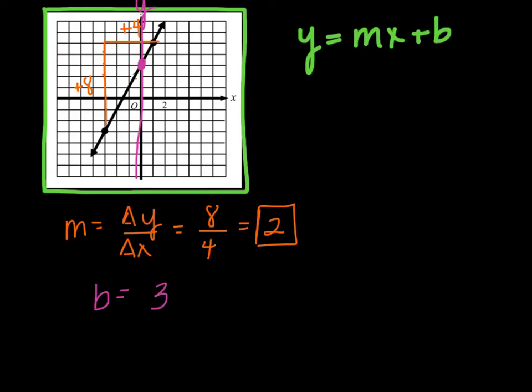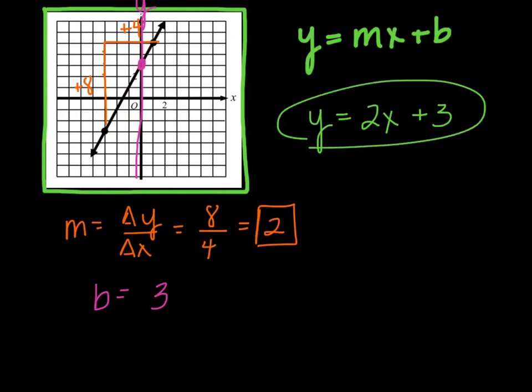So if I'm looking at how to write my equation then, I have changed my m to a positive 2. So I'm going to start with y equals 2x. And then my b this time, my y-intercept, is a positive 3. So I put plus 3 at the end. And this would be my equation for this graph.